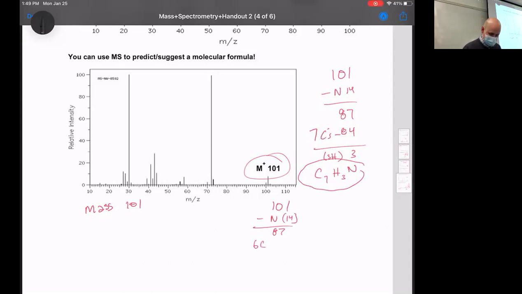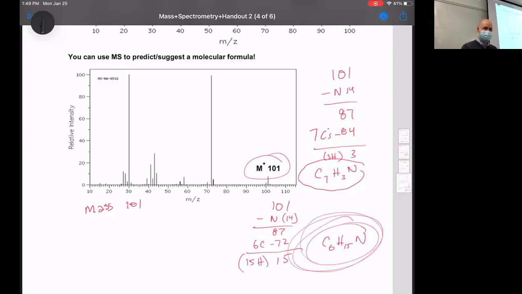Last I checked. 6 carbons. So if we account for 6 carbons, that would subtract out 72. And 87 minus 72 is 15. And so it's possible that you could have 15 H's there. And so this is C6H15N. So those are both reasonable molecular formulas. I would say that this one is far more reasonable.